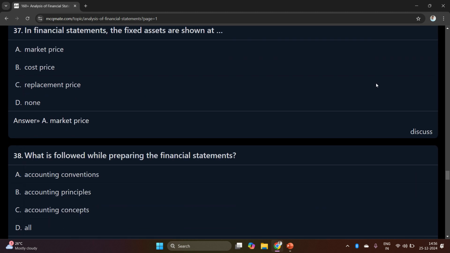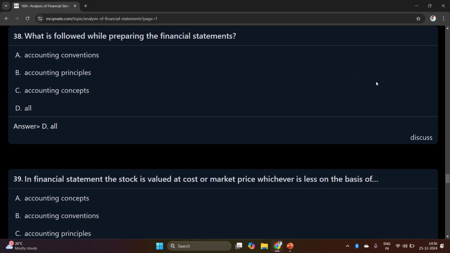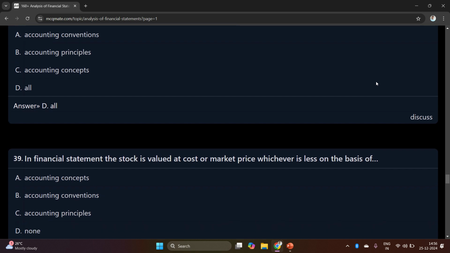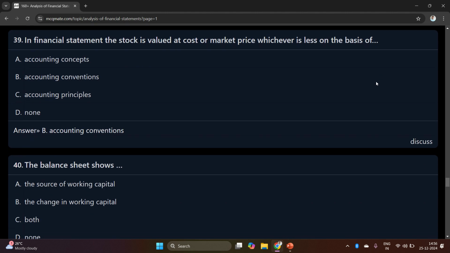Which of the following are followed in preparing financial statements? All accounting conventions, principles, and concepts are followed to prepare the financial statements. The stock is valued at cost or market price, whichever is less, on the basis of the accounting convention.